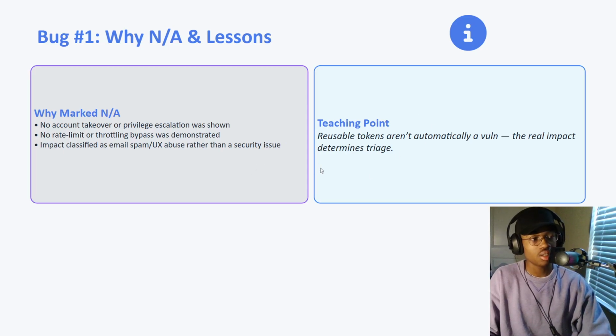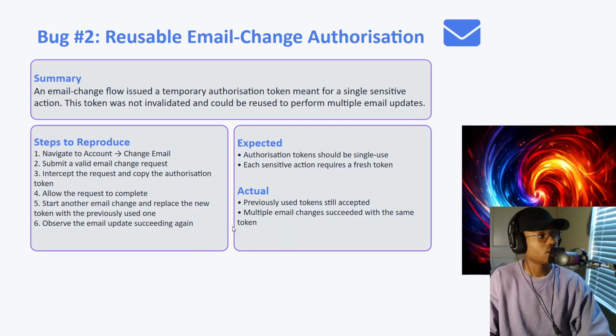Teaching point: reusable tokens aren't automatically a vulnerability. The real impact determines triage. And since we're on Bugcrowd, they care a lot more about victim impact rather than just security concerns. This would have had a way higher probability of getting paid out on something like HackerOne, Synack, or a private VDP. All right, bug 2, reusable email change authorization.